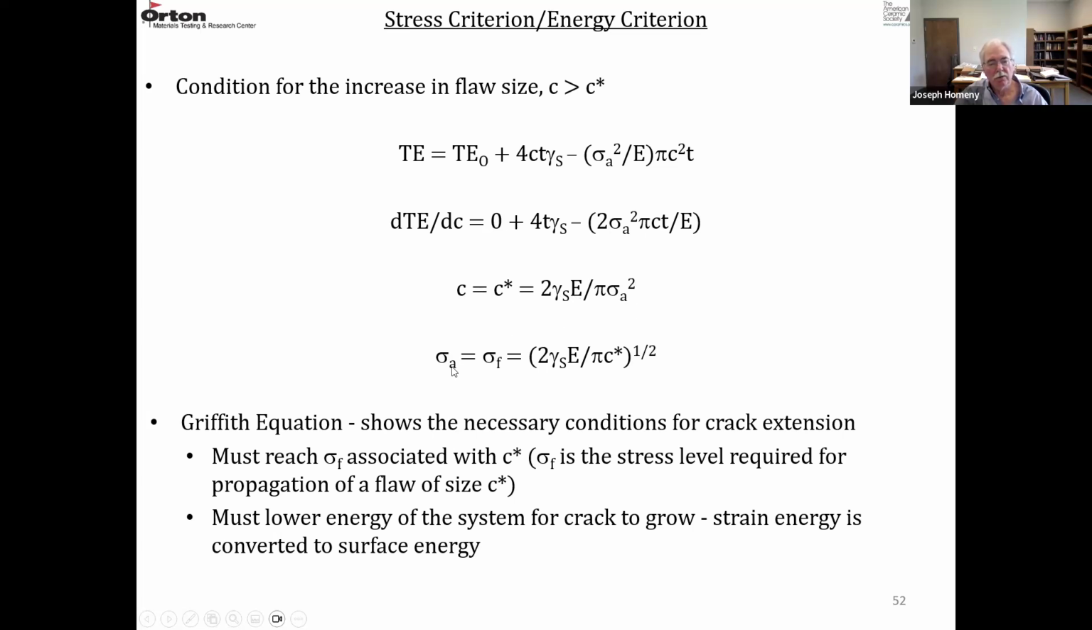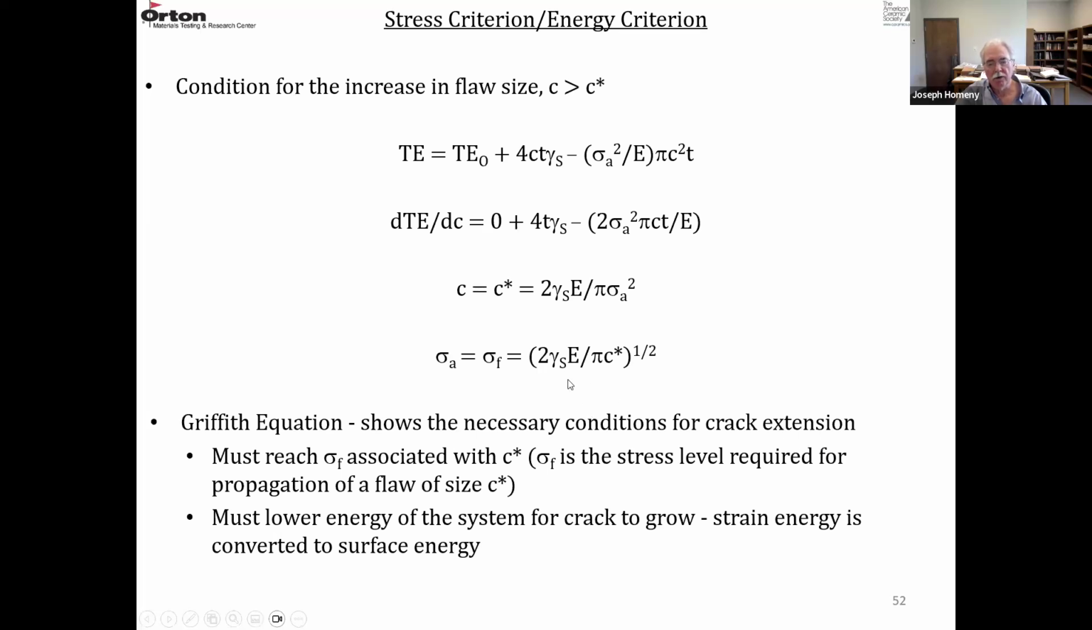And then we solve for σA, and since it's at the critical flaw size, it's now σF for failure. So the fracture stress at failure equals 2 times the fracture surface energy times the elastic modulus divided by π times the critical flaw size. This is all to the 1/2 power. So this is a very famous equation known as the Griffith equation. It's telling you the actual condition for the cracks to grow or failure to take place.